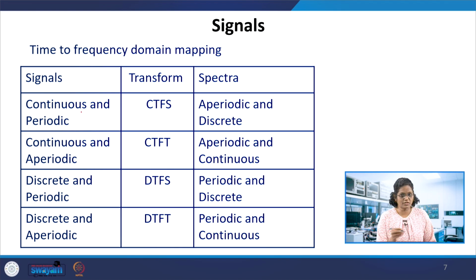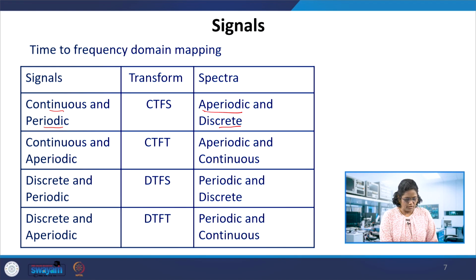Suppose the signal is continuous and periodic. The signal is continuous, defined at all time instances, and the pattern is repeating. So if it is continuous and periodic, we use the continuous time Fourier series, and that gives us a spectrum which is aperiodic. Continuous maps into aperiodic, and periodicity maps into discrete. So the spectrum is discrete in nature and also aperiodic; the pattern of the spectrum won't be repeating.